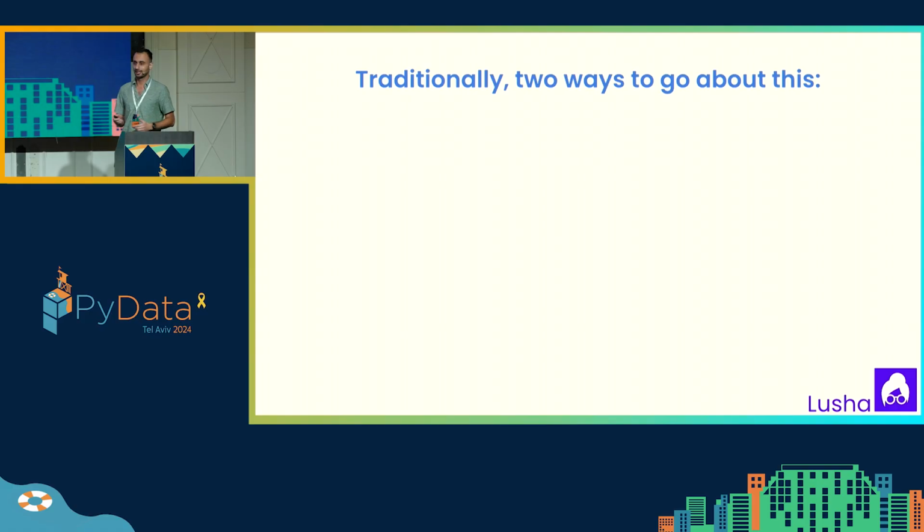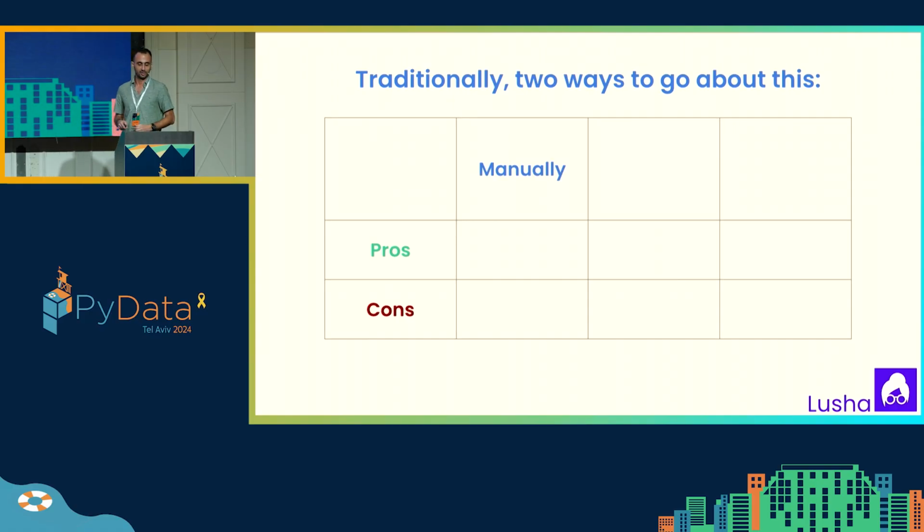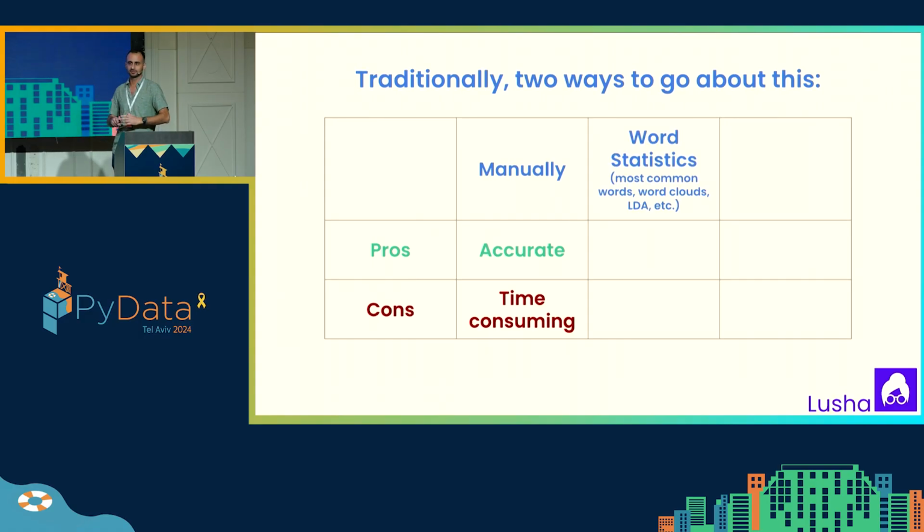Now, traditionally, there are 2 ways to perform topic modeling. One is to do it manually, and that's okay if you have a small amount of texts to go through. Because yes, it's very accurate because human beings are very good with language, but also it's very time-consuming. Another option is to use one of many automated methods using Python that rely on word statistics.